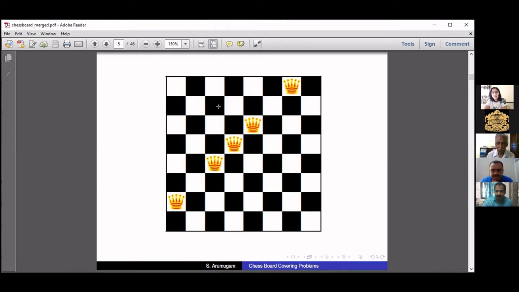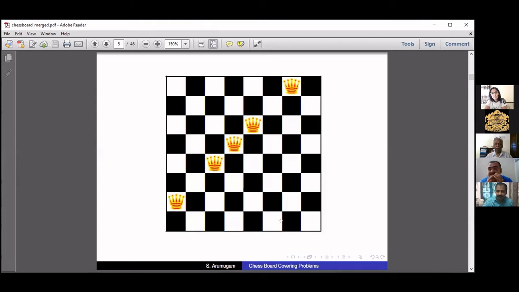In a single move. For example, if you take this cell, there is no column, this queen can come and move. Whereas, if I put a thing here, there is nothing in the row, nothing in the column, but still this queen can come and attack here. Okay? So these five queens will cover the entire chessboard.